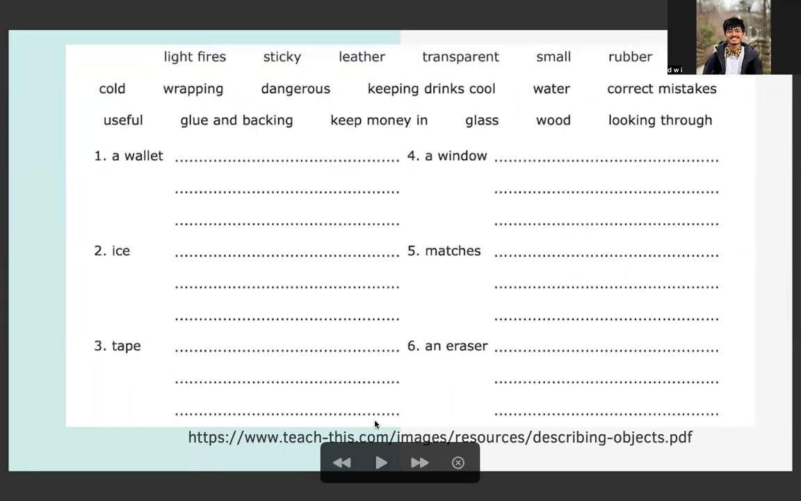Next here, we have wallet, window, ice, matches, tape, and eraser. And we have several vocabularies up here. Now, let's talk about wallet first. This one is pretty easy because wallet connects to money. So a wallet keeps the money in. And that's basically all.